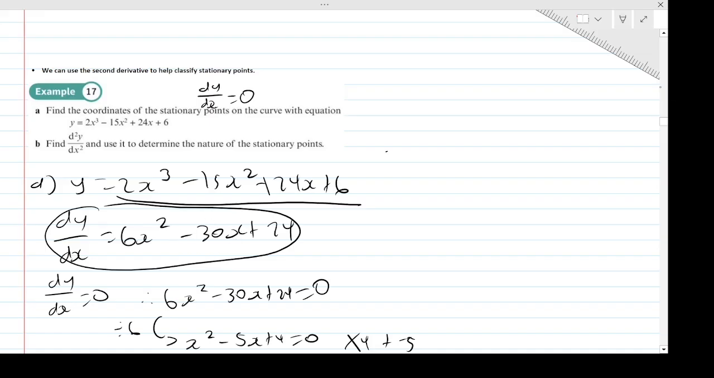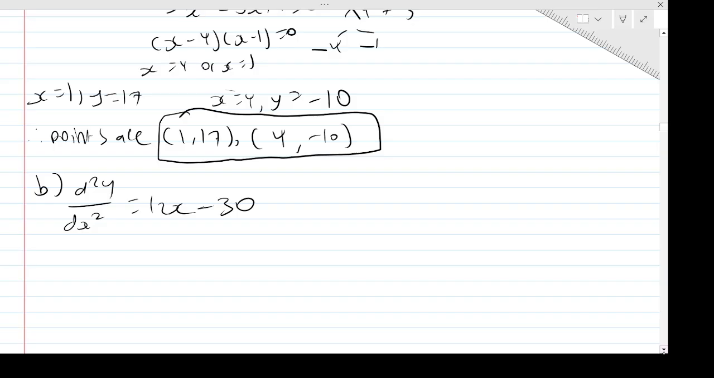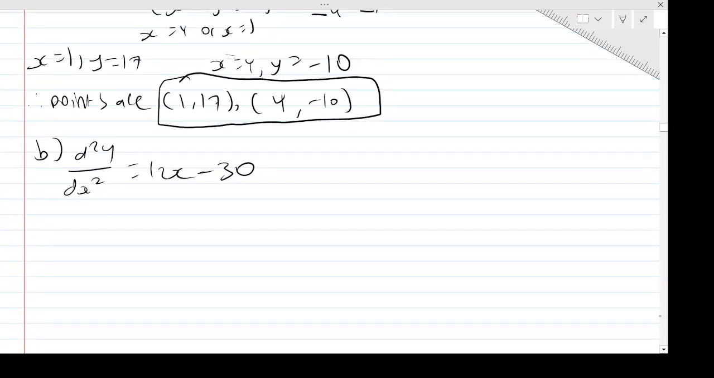Minus 30x will just go to minus 30, and then 24 goes to 0. And that's my second derivative. Now, I've got these 2 points here, right? These are stationary points. I can use the second derivative to help me determine what type of stationary point they are.